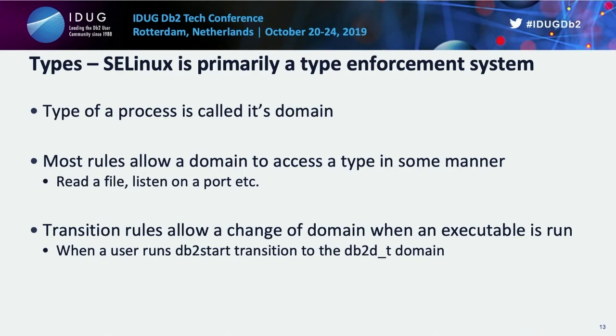The other type of rule is transition rules. This is where a domain, when you're running your shell, for example, and you run db2start, I've created a rule that says you're going to transition from your domain into the db2d domain, the daemon domain for Db2. So these transition rules allow a process to go from one domain to another. So there are two primary rules, allow rules and transition rules. There are other types, but this is what 99% of SELinux is made up of.